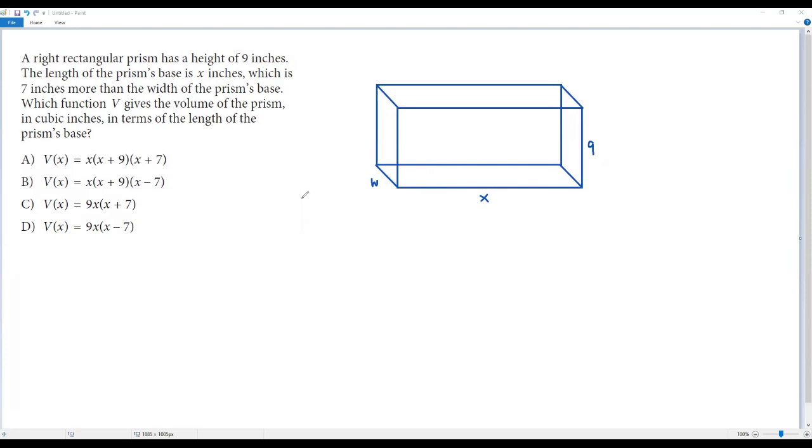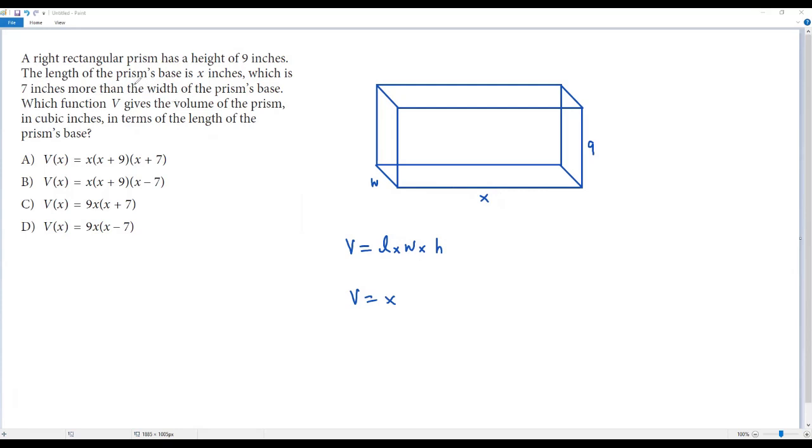And we have to get the volume of the prism in terms of the length of the prism's base. We know that the length of the prism's base is given by x, so we have to get the volume of the prism in terms of x. Okay, we have a formula to get the volume of a rectangular prism, that is length times width times height. Here the length of the prism is given by x, and we have assumed w as the width of the prism, but our aim is to give the volume in terms of x, that is in terms of the length of the prism's base.